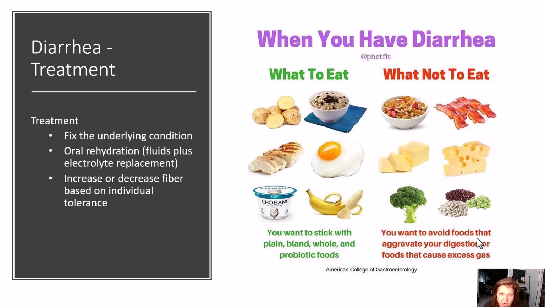Continue the rehydration of both fluids and electrolytes. And we can avoid foods that tend to cause more problems, like high fiber foods, high fat processed foods. Those are the ones that usually cause the most difficulty when you have diarrhea. And then we can increase or decrease fiber based on how the individual is tolerating it. In some cases, the fiber, especially soluble fiber, kind of helps bulk things up a little bit. And in other people, it just makes the diarrhea worse. So we just kind of have to play it by what works best for the patient.